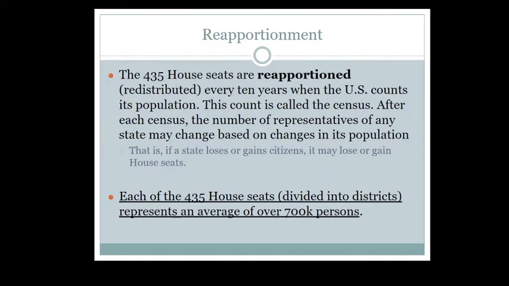Okay? 435 House seats, we've already said, get reapportioned or redistributed every 10 years. Why every 10 years? Because that's when the census comes out. The census looks and sees how many people live where, and it assigns total numbers to each state, right? So that's how that works. If a state gains or loses citizens, it may gain or lose members of the House of Representatives. Each of the 435 House seats is divided into districts. The average representative represents over 700,000 people. Some a lot less than others, right? So some places it's a lot less than 700,000 people, but on average, that's about what it is, okay?